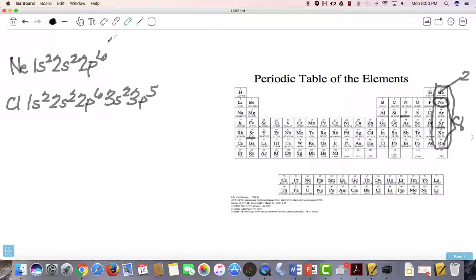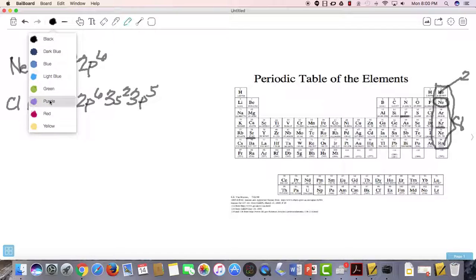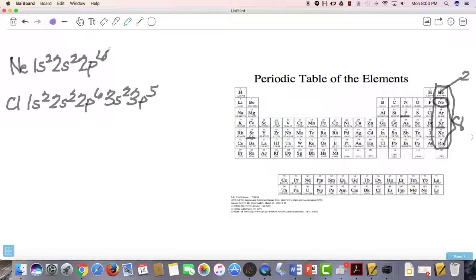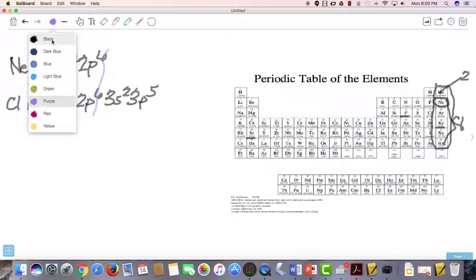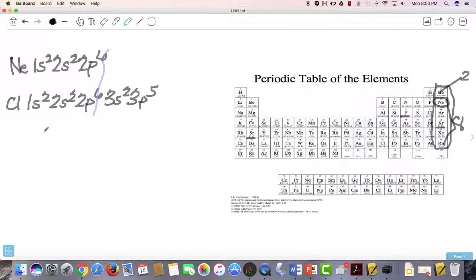When you look at these two configurations, what do they have in common? They have all the way through 2p6 in common. So when you go to write the noble gas configuration for chlorine, it would be neon in brackets, and then everything that is different. So it becomes 3s2 and 3p5.